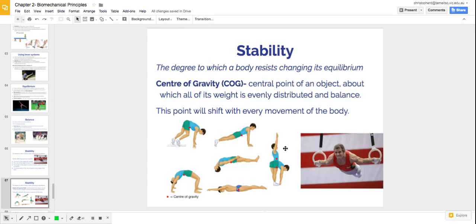When you look at this picture here, it's important to understand the red dot is center of gravity. When a person is leaning forward, their center of gravity is through the middle of their hips. When they're in a push-up, it might be slightly higher up when you're standing up as well. So you need to understand that based upon our movement, it's going to change our center of gravity.